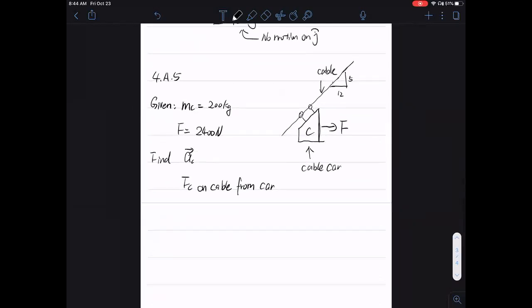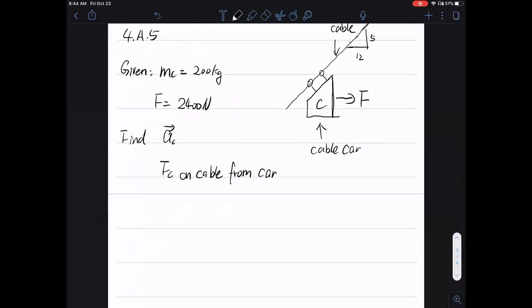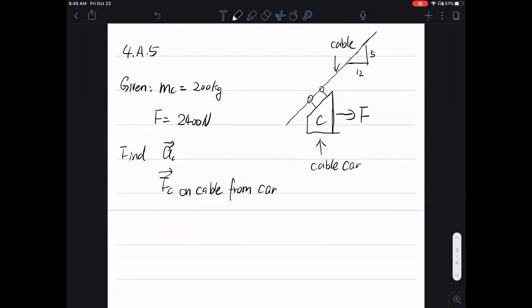Now we have 5 minutes left. Try your best to set up this problem. It's a 4A4 example. It's a cable car problem. We know the mass of the cable car. We know the forces that are dragging the cable car. And we want to find out the acceleration of the cable car and the force acting on the cable car from the cable. I believe now you have had so much practice, you should be able to set up the free body diagram and coordinate system for this one.